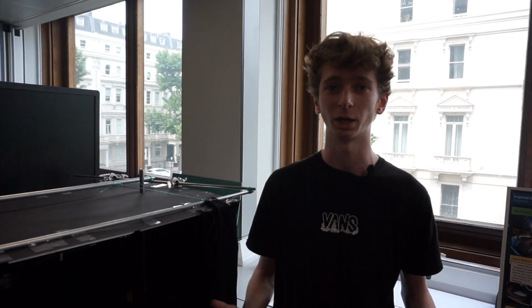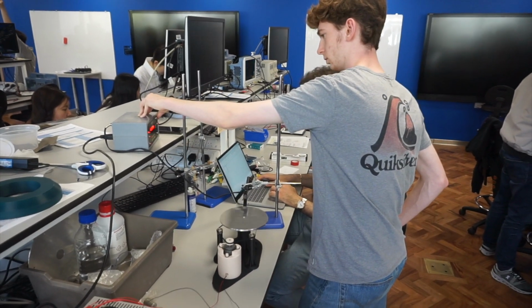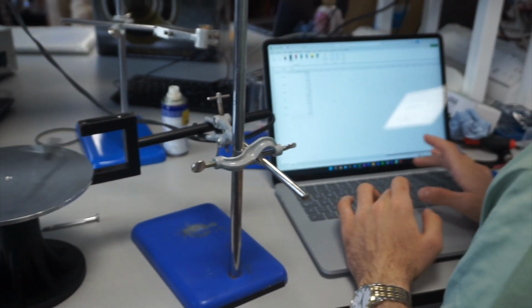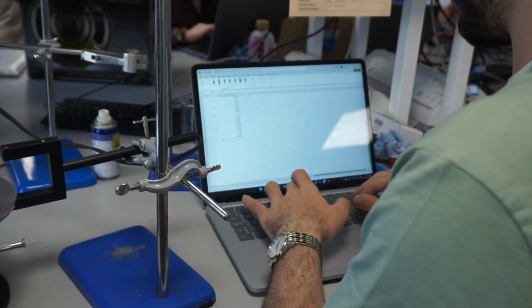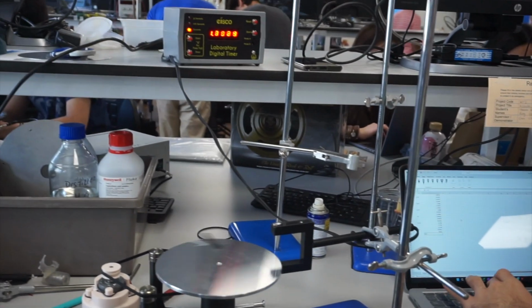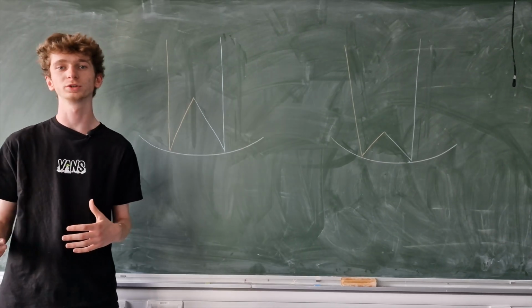Next, we tried to understand the relationship between our driving voltage and the rotational speed of our liquid. We used a light gate to measure the time period of our spinning disk and used this to find the rotational rate of our spinning liquid. After plotting the rotations per minute against voltage, we found a very strong linear relationship with an R-squared value of 0.997. The most important relationship that we tried to characterize was that between our voltage and our focal length.